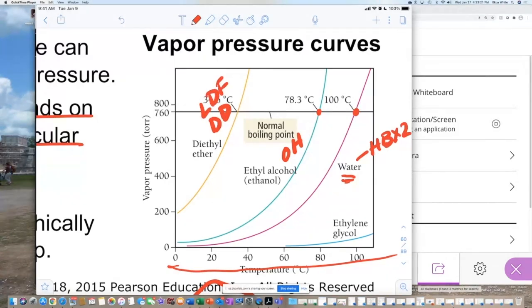Remember this one here? Alcohol here has London dispersion force, dipole-dipole, and just one hydrogen bond. Water has London dispersion force, dipole-dipole, and twice the strength of hydrogen bond. I shouldn't even say twice because remember it's exponential, so it's not really a linear relationship, but you get the idea.